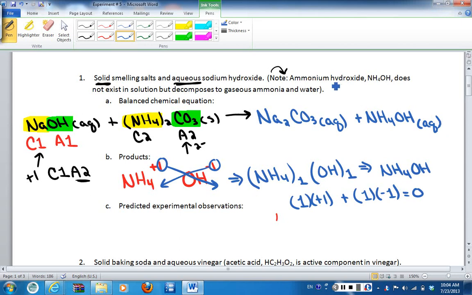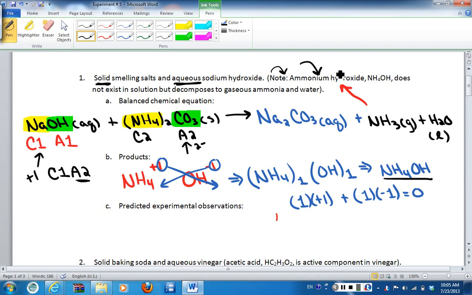But if we look at this compound, we see, oh, ammonium hydroxide does not exist in solution, but actually decomposes to gaseous ammonia and water. So we know that even though this should technically form, it decomposes, meaning it breaks down into gaseous ammonia. So we know what the formula for ammonia is, NH3, gas, and H2O, liquid. So although typically we use this to determine what the product is, sometimes they have a further reaction and decompose.